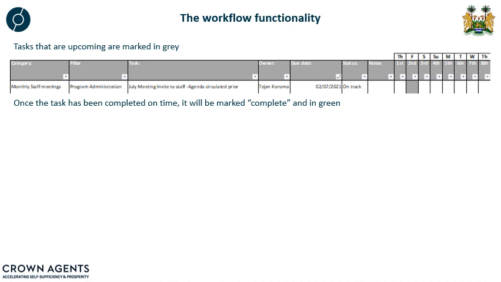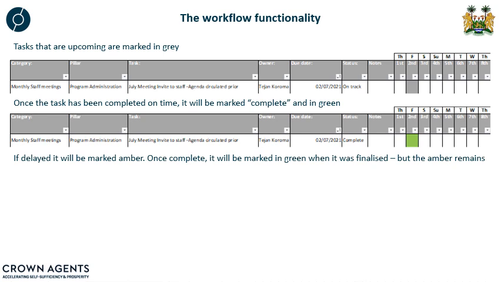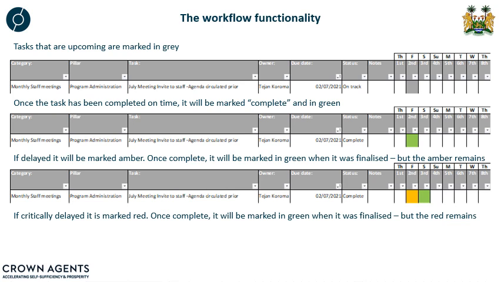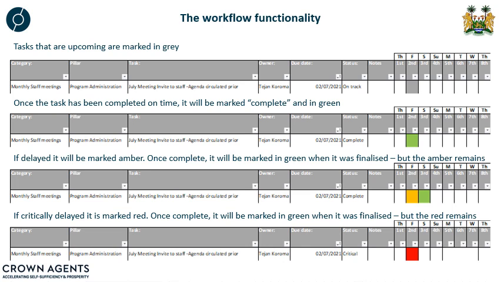Once the task has been completed on time, it will be marked complete and shown in green, as below. If the task is delayed and completed after the deadline, it will be shown in amber. But when the task is eventually completed, it will be shown in green on the date that it was actually completed, but the amber will remain. And if the task is critically delayed, it will be marked in red, and then marked in green when the actual task is complete, but the red will also remain for tracking purposes.